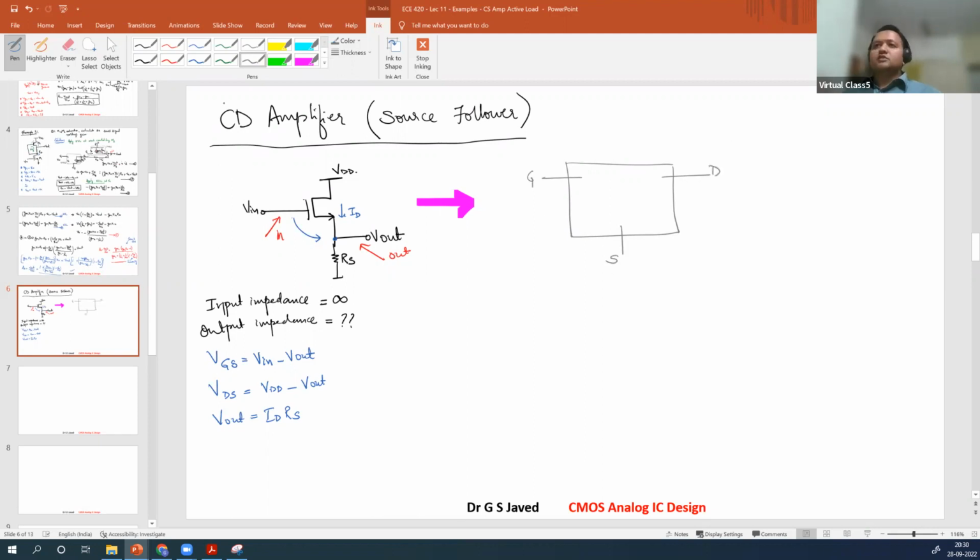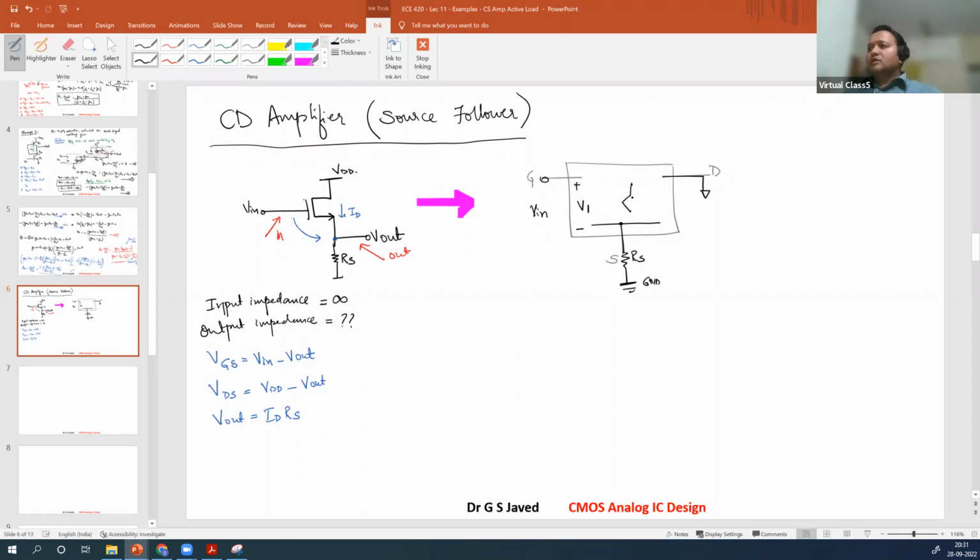Gate, drain, source. So what do you have here? At the gate you have Vin applied, plus, minus. At the drain there is nothing here, so the drain is connected to the ground. At the source you have a resistor RS connected to the ground. Now this is your VGS. What is VGS? This is V1.